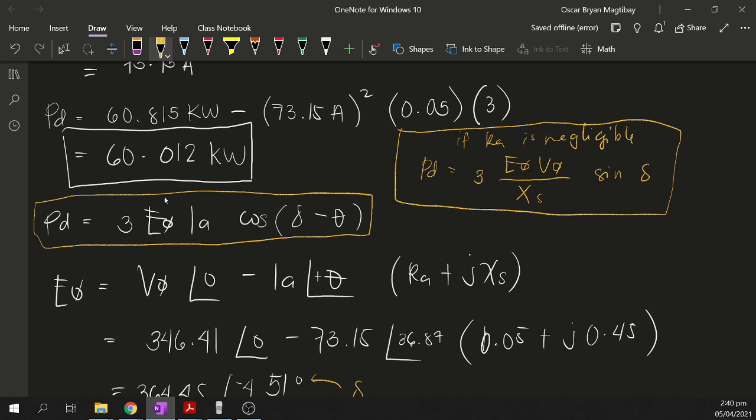So that is the formula naman pag ang kukuhanin naman natin is PD, power developed, but RA is negligible. So we have now different formulas na pwede natin gamitin in order for us to solve these different types of problems.